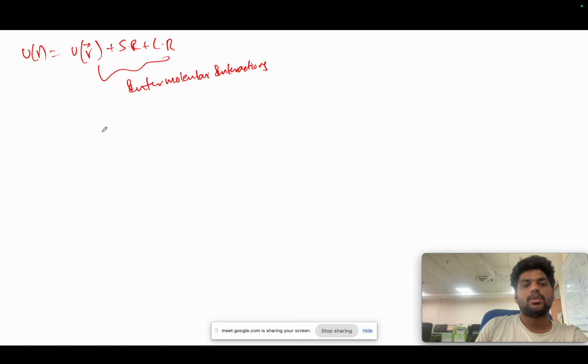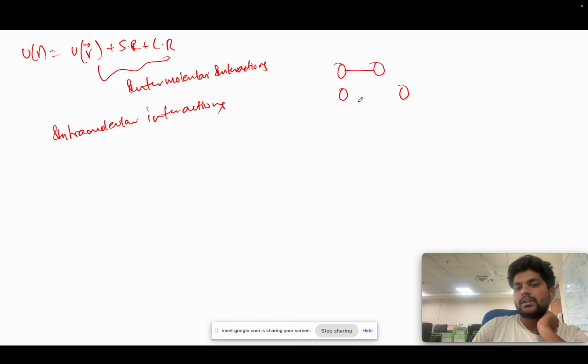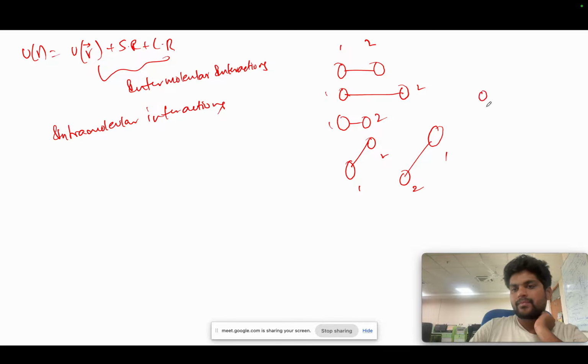So what about the molecules which are in a bond? What about the intramolecular interactions? Suppose you have two molecules, and after some time these two molecules can be here, or it can be here, or it can go this side, or it can go this side. Say this is 1 2, 2 1, 1 2. So it can take any conformation, right?